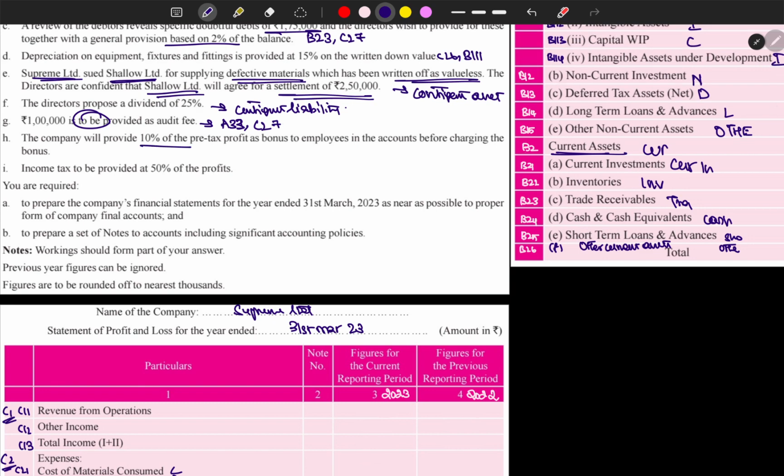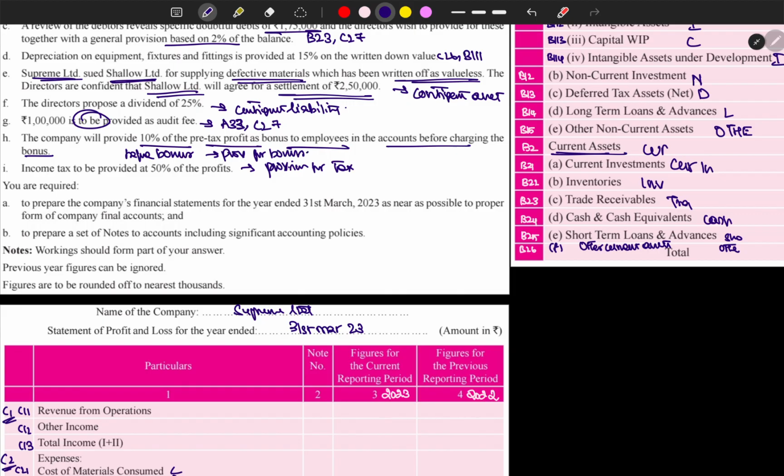A company will provide 10% of pre-tax profit as a bonus to employees, before charging the bonus. Before we provide the bonus, the company has calculated the profit till before the bonus charge. We have to give 10% of bonus to the employees, before bonus and provision for tax. This is provision for bonus.